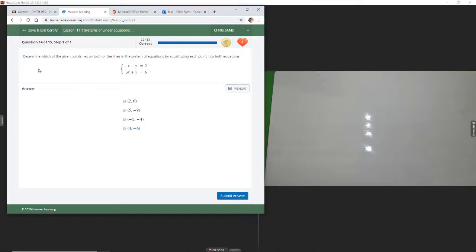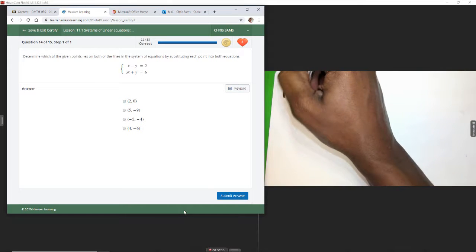All right, 14 wants us to determine which of the given points lie on both the lines of the system. It says you can solve this by substituting, plugging in these points, and then solving that way. It might not take much time, but I want to graph it, and we'll use a calculator to find out which one it is. So just go straight there.